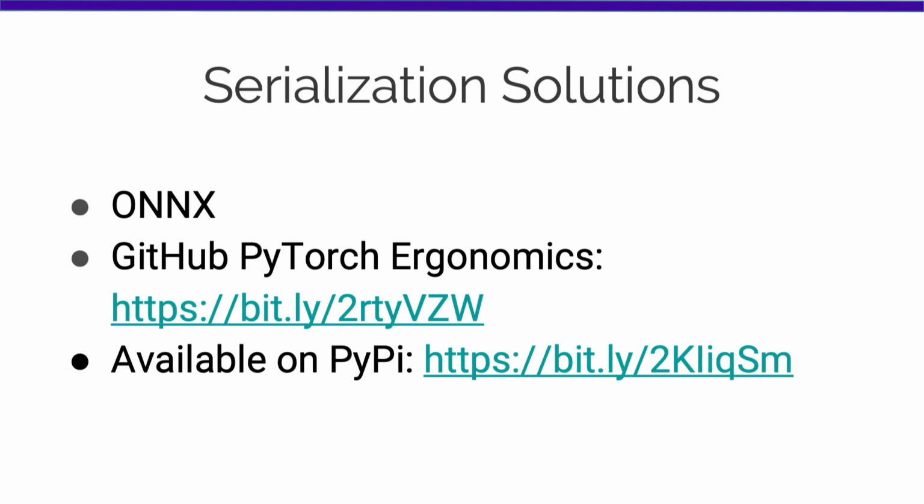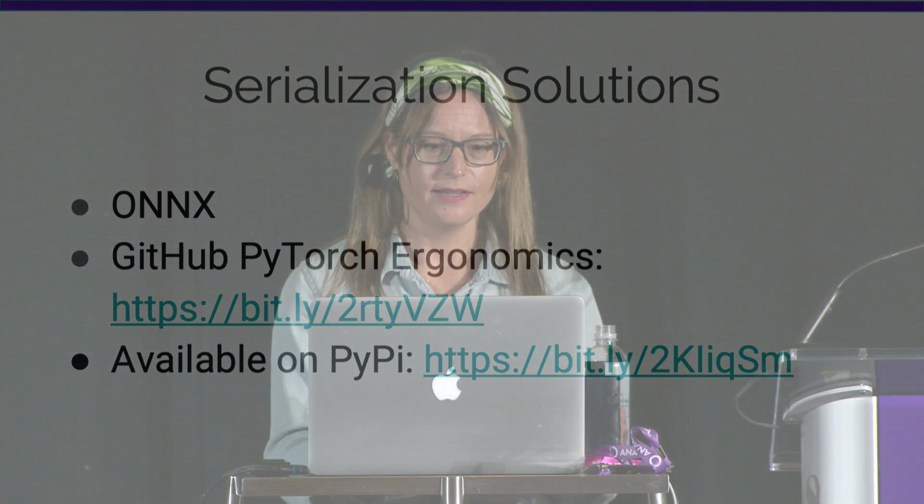All right, so if you're stuck in an older PyTorch version or have models that can't compile to TorchScript, you can try out ONNX, that's Open Neural Network Exchange. I won't go too deep into that, but I would like to point out here that PyTorch is kind of big. So for deployment into production, we created this PyTorch ergonomics library, and that works for older versions of PyTorch as well, and that's available on PyPI.